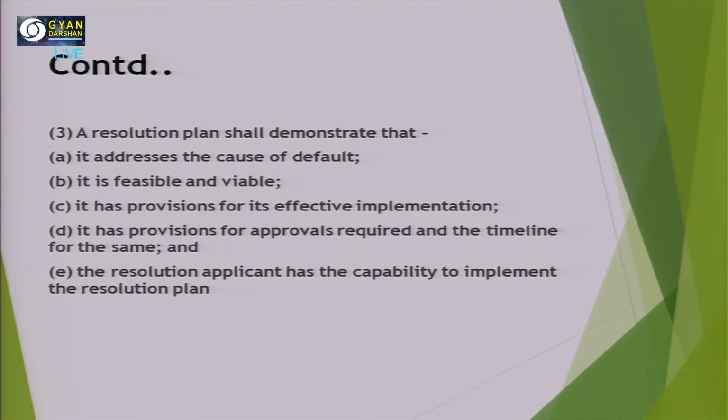Then it must have a provision for its effective implementation, generally through the monitoring committee. Then it has the provision for approvals required and the timeline for the same. The resolution applicant has the capability to implement the resolution plan. Again, some resolution applicants have not been able to fulfill their own commitments or their own proposal. Therefore, it is now being seen very seriously that he should also have the capability to implement it. Then coming to the sections, these were the regulations. Coming to section 30.